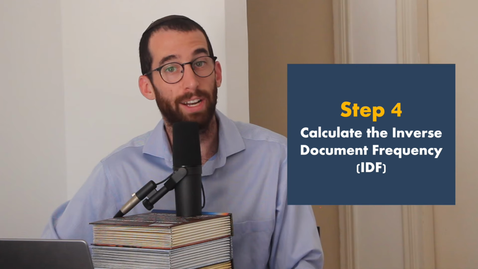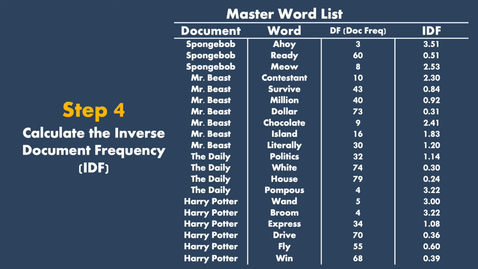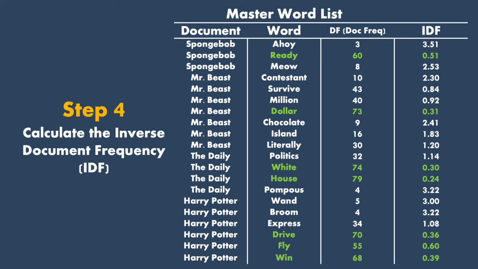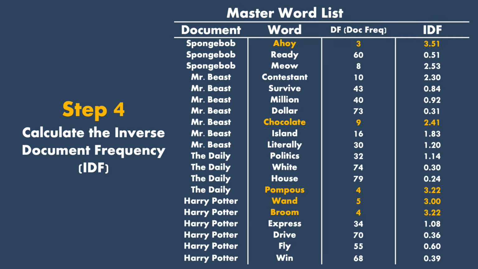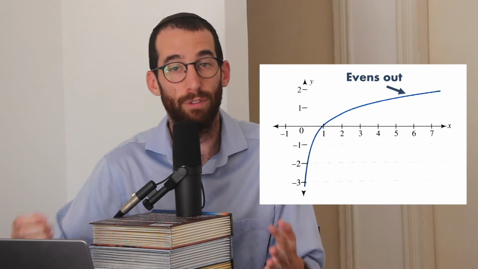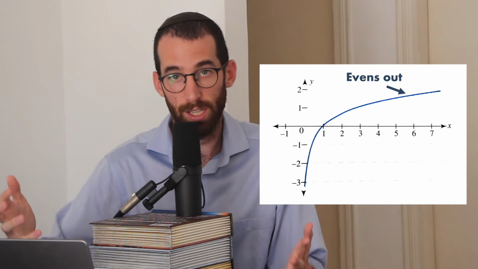Now, step 4, we want to calculate the inverse document frequency, also called the IDF. To get the score for each word, apply a tiny bit of math by taking the logarithm of the total number of episodes divided by the document frequency for that word. This IDF score is the opposite of what we saw before, where more common words have lower scores and the uncommon words have higher scores. Using the logarithm here instead of a fraction means that very rare words won't have crazy high scores.